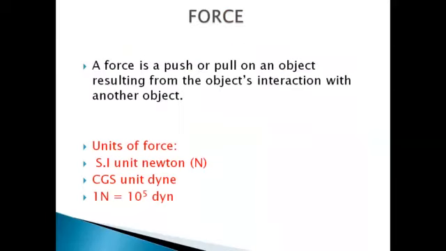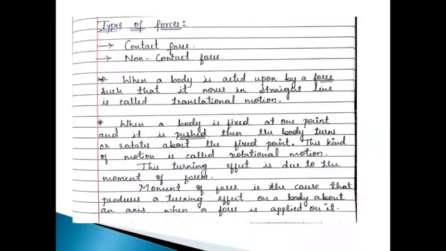And here, the unit of force is Newton. In the SI system, the unit of force is Newton, and in the CGS system, the unit of force is dyne. 1 Newton is equal to 10 raised to 5 dyne. So next we have types of forces. We have contact forces and non-contact forces.